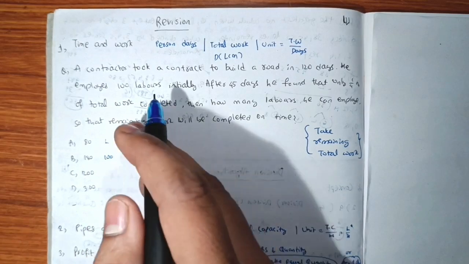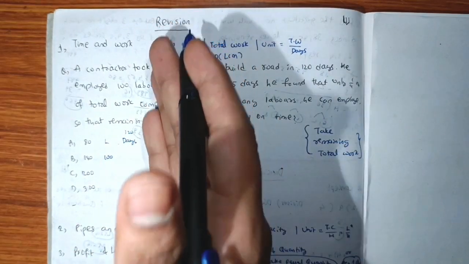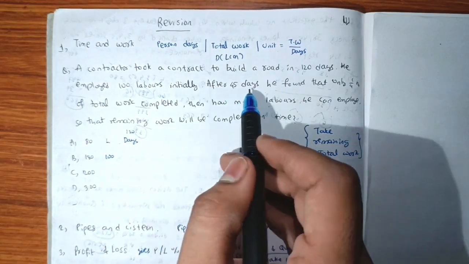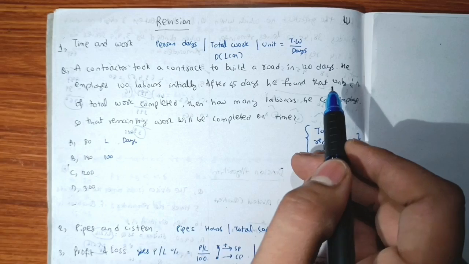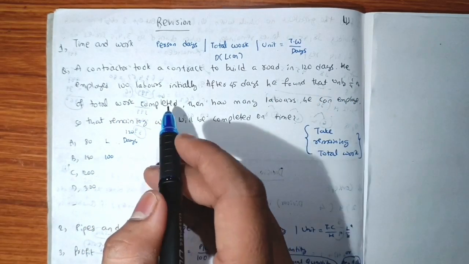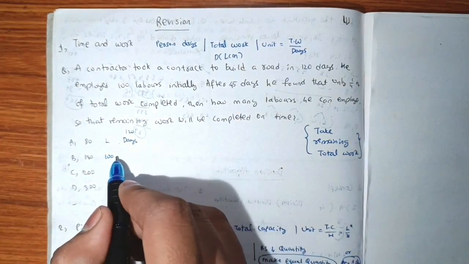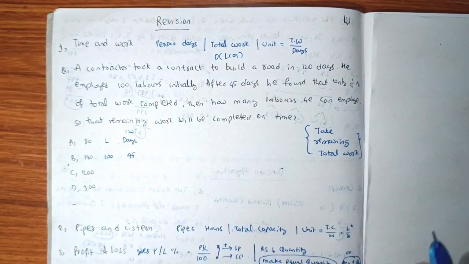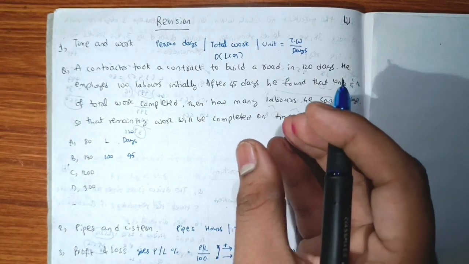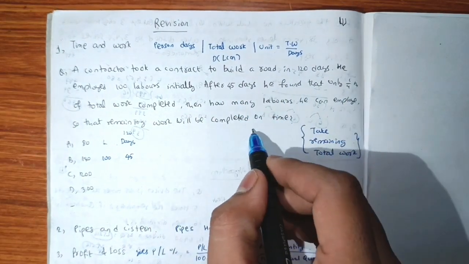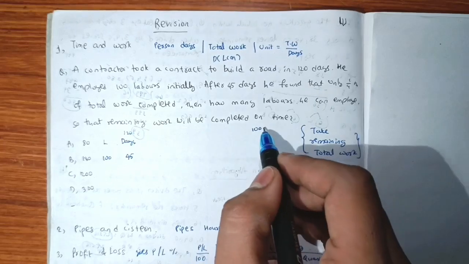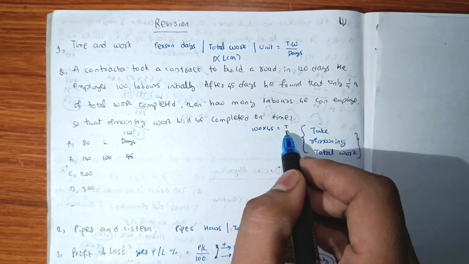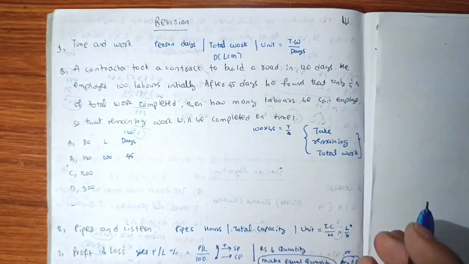Let us take laborers in this column, instead of persons. So the laborers are 100 initially. After 45 days he found that only 1/4 of the total work was completed. So with 100 laborers in 45 days, only 1/4 part of the total work is completed.